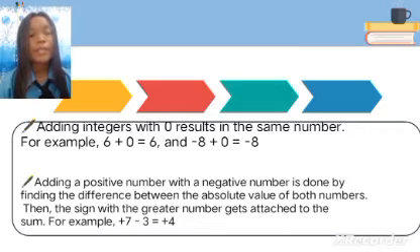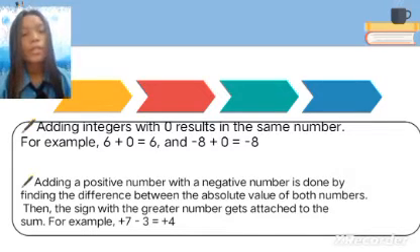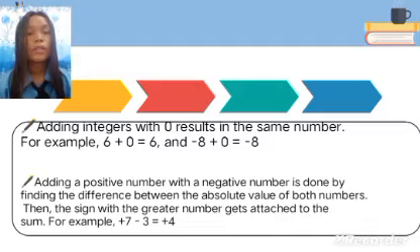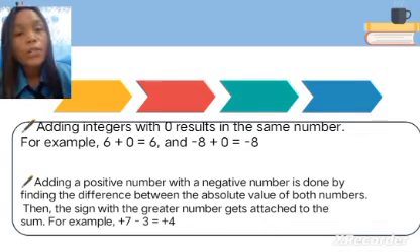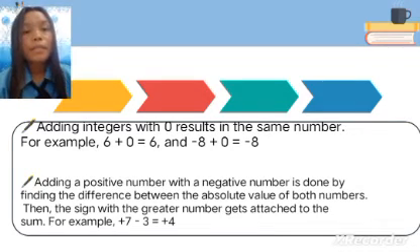Adding integers with 0 results in the same number. For example, 6 plus 0. What is the answer? 6. And negative 8 plus 0. What could be the answer, class? Negative 8 plus 0 is equal to negative 8.